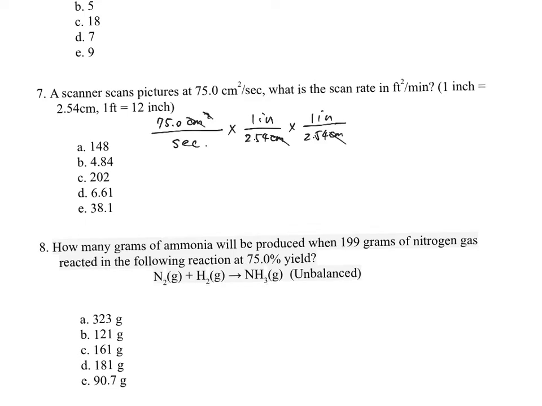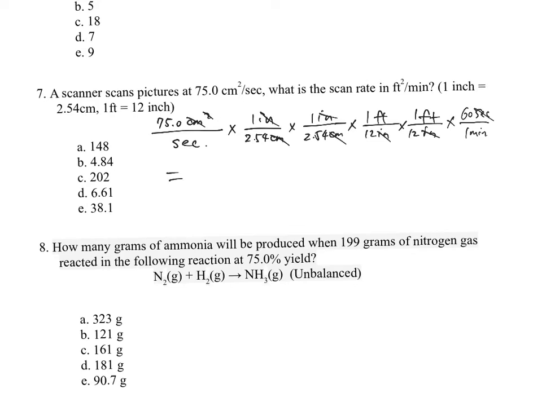And now you've got inches squared, but inches squared is not what you want. But we also know that 12 inches is 1 foot. So that cancels 1. 12 inches per 1 foot cancels 2. So now you've got feet squared on top. And then the last one, of course, is 60 seconds to 1 minute.